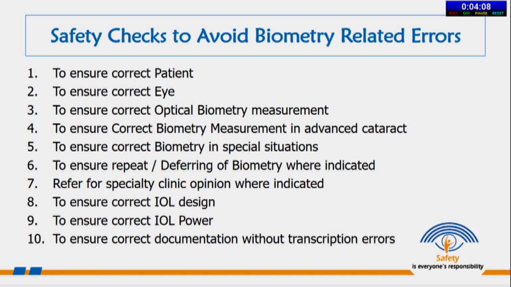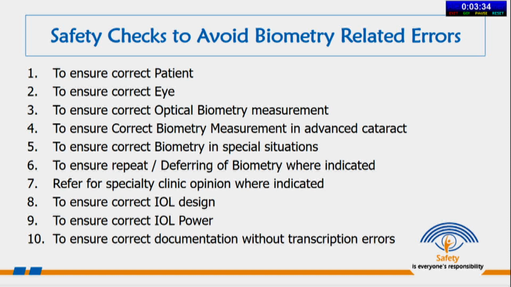To ensure that it is the correct eye, as sir said, always take the patient into confidence and make sure that the correct eye has been advised. Check that the patient has understood, in case he wants one eye operated and the other eye has been taken. So ensure that it is the correct eye. To ensure a correct optical biometry measurement, see that the machines are updated and calibrated at regular intervals. To ensure correct biometry measurements in advanced cataracts by the immersion scan, make sure that the Holladay criteria are met whenever there are differences.